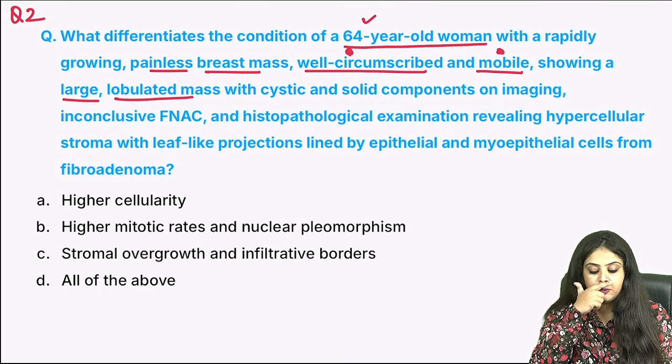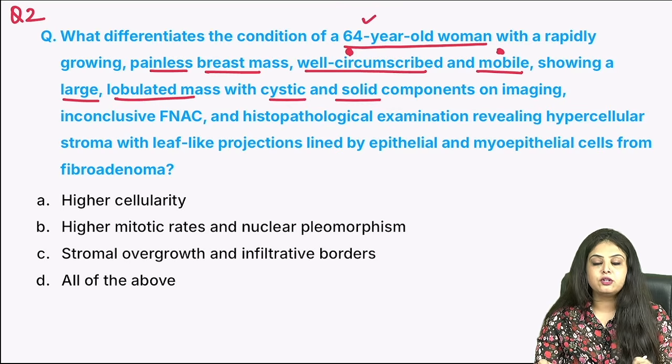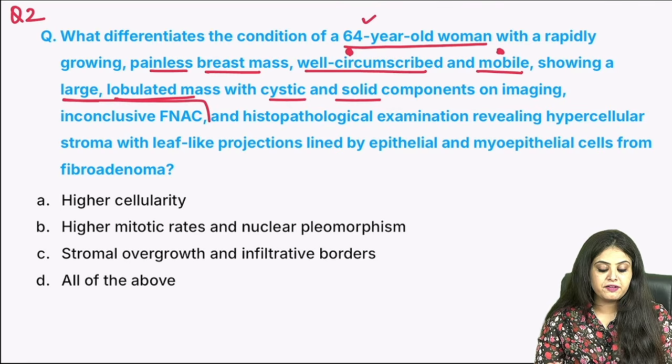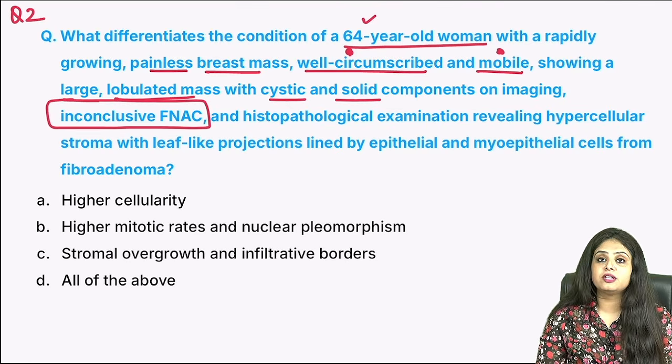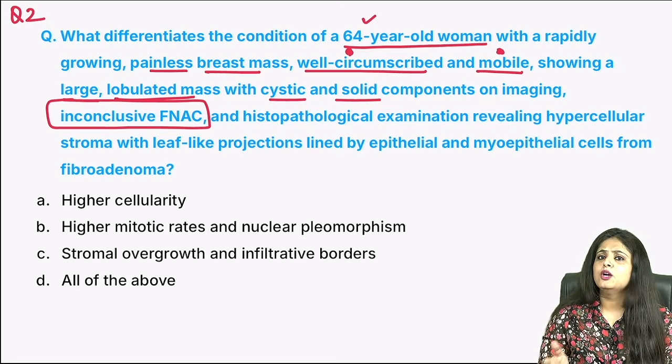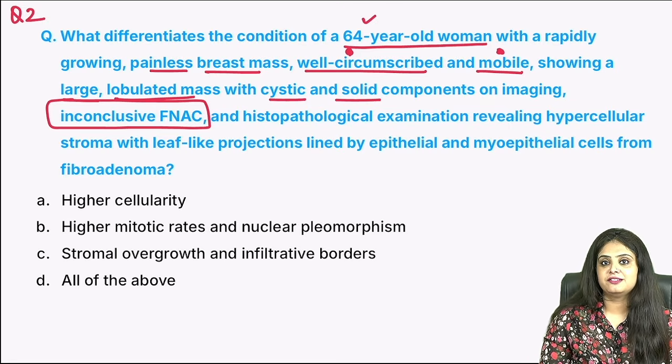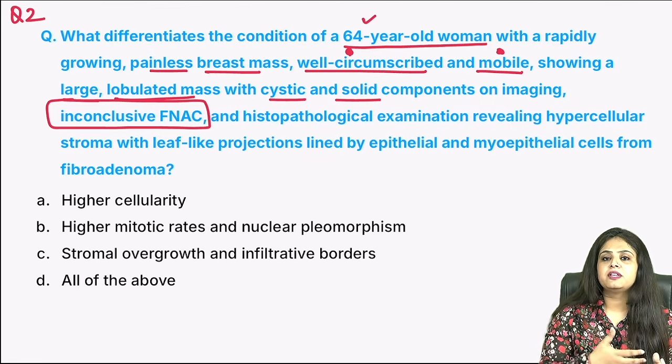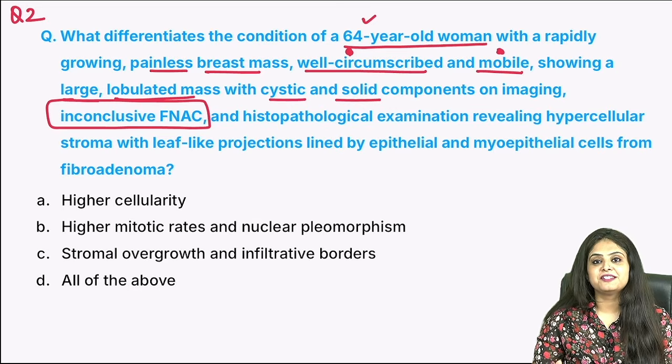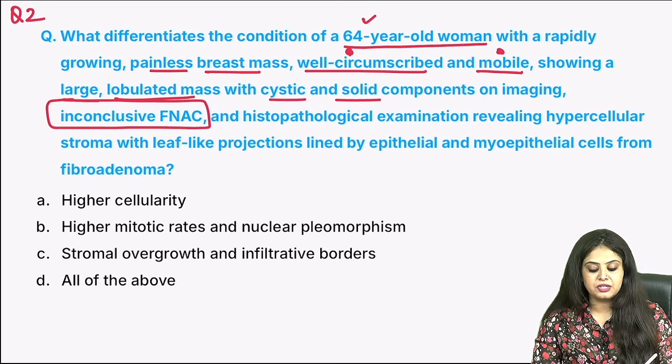They say there is a large lobulated mass. Cystic and solid components are seen, and inconclusive FNAC. Now that's quite an important thing. If FNAC would have clear cut told me what for fibroadenoma, staghorn clusters for fibroadenoma, I would have been very clear cut in my approach, but they said that FNAC was inconclusive, so I'll have to read further.